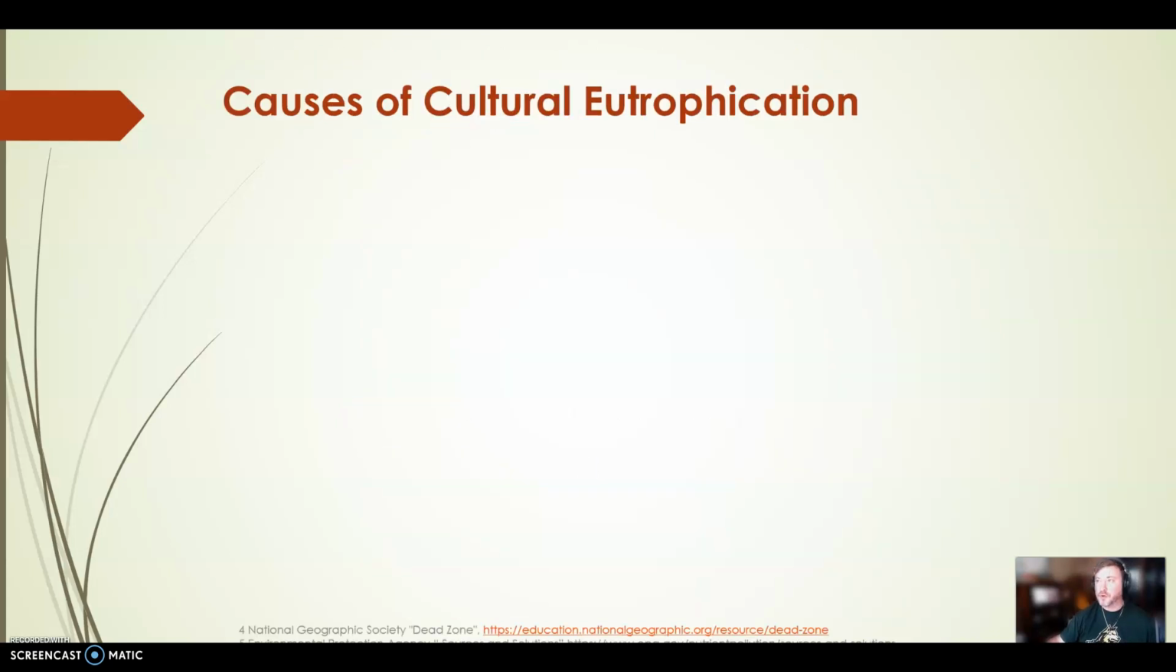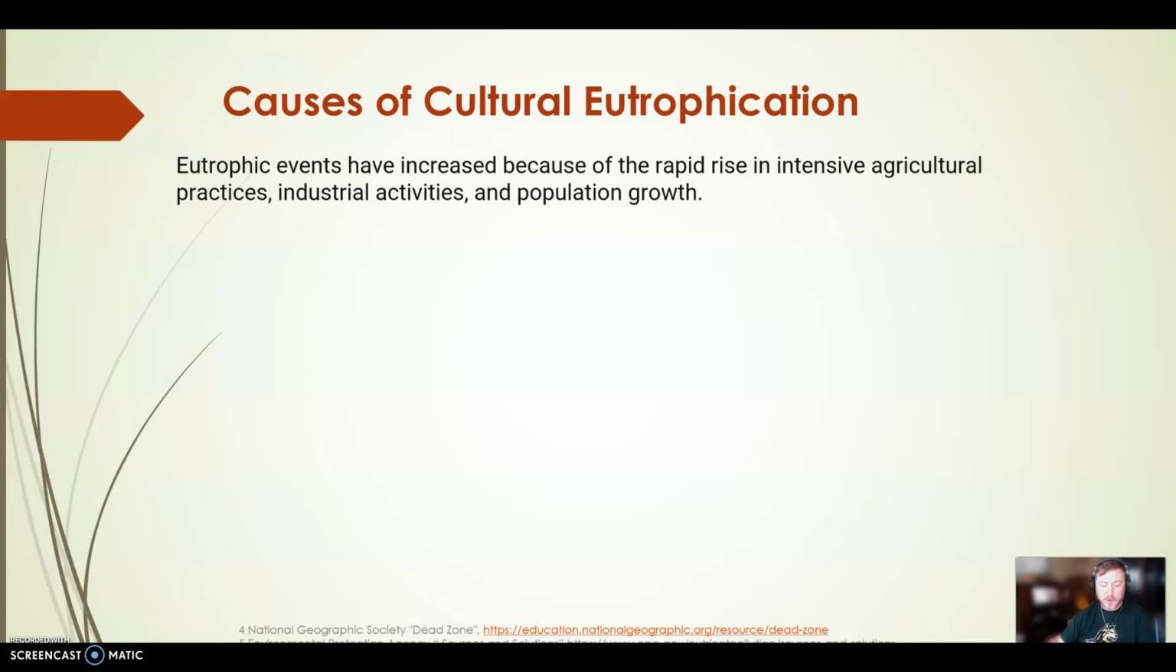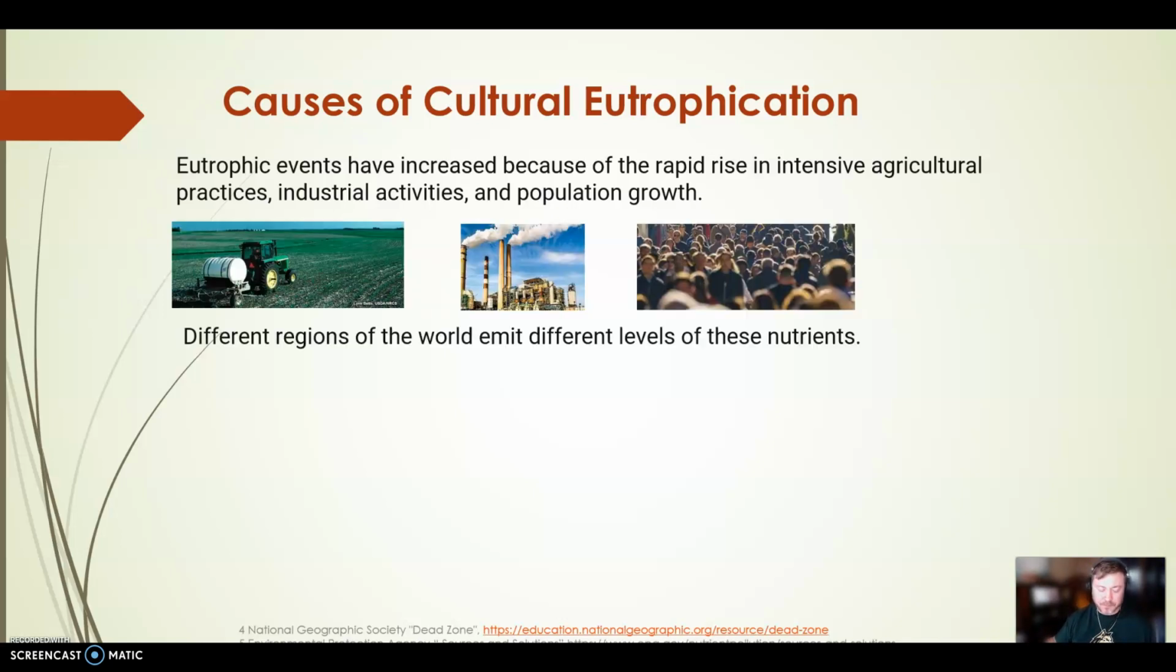Causes of cultural eutrophication. Eutrophic events have increased because of a rapid rise in intensive agricultural practices, industrial activities, and population growth. These three processes emit large amounts of nitrogen and phosphorus. These nutrients enter our air, soil, and water. These human activities have emitted nearly twice as much nitrogen and 3 times as much phosphorus as natural emissions.